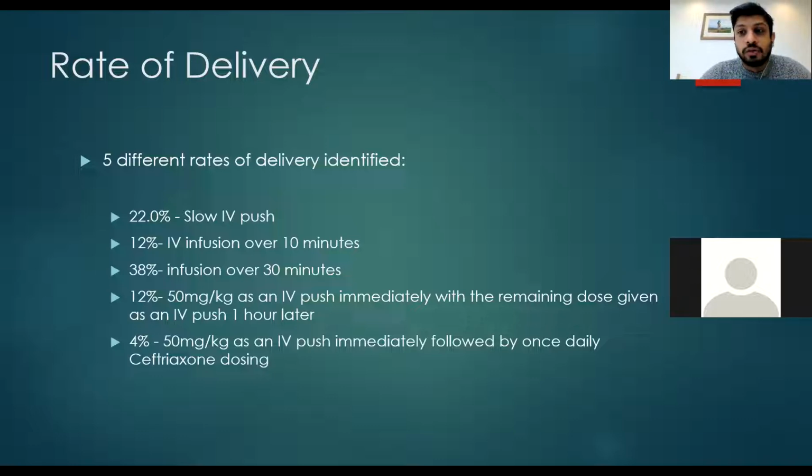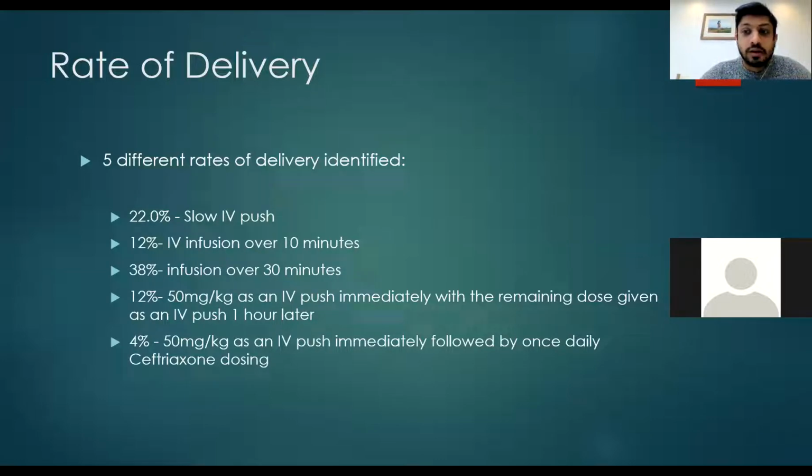If there are any neurological concerns, so septic shock with reduced GCS, or for example status epilepticus with fever and some concerns that there might be a meningitis or encephalitis type process going on, then usually the dosing is 80 to 100 milligrams. And so with that dosing, what we found from the survey was that about a fifth of respondents were giving the antibiotic as a slow IV push. And then 12% were giving it as an infusion over 10 minutes. Close to 40% were giving it as an infusion over 30 minutes, which is what is described in the BNF.